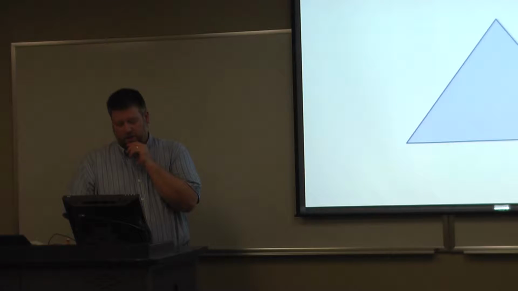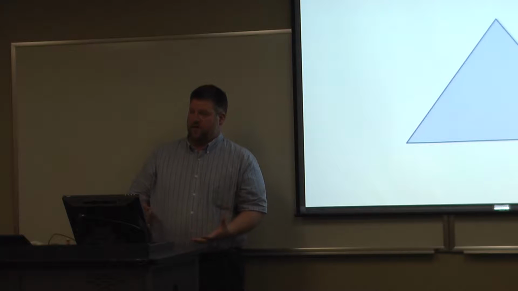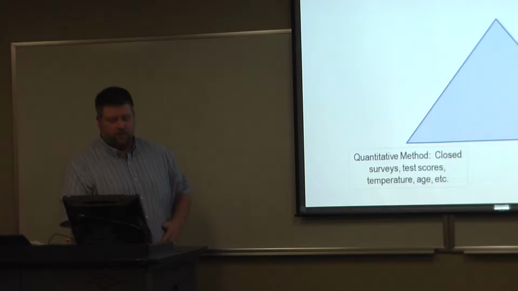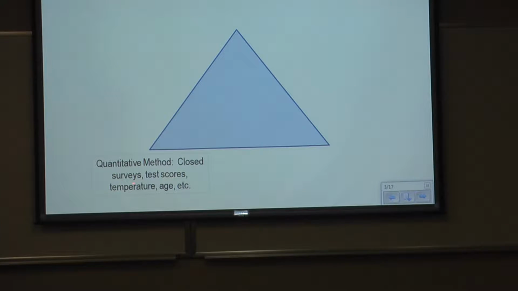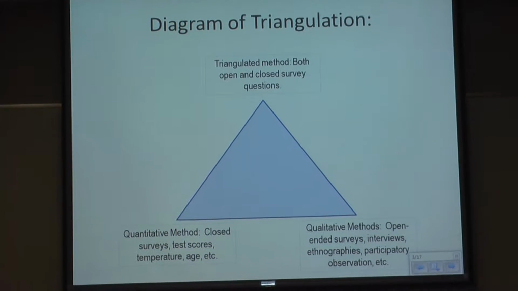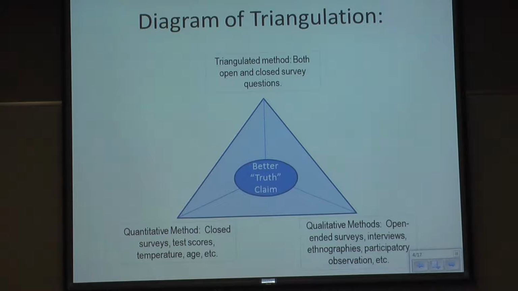She is also clear that she does not look at this methodology as a form of triangulation. Rather, it is a criticism of triangulation. Just to review very quickly, triangulation draws on quantitative methods, which include closed surveys, test scores, temperature, age, scale variables, and qualitative methods, such as open-ended surveys, interviews, ethnographies, participatory observation, etc. A triangulated method would be something I'm probably going to learn about in the mixed methods class, which uses both open and closed survey questions. You're triangulating all of those things for a better, in quotation marks, truth claim.